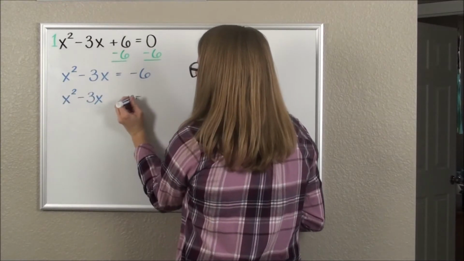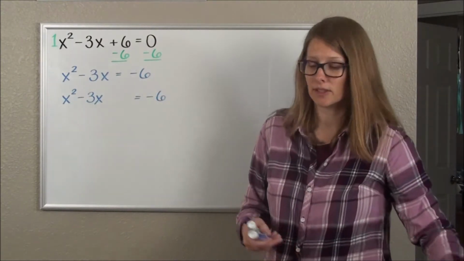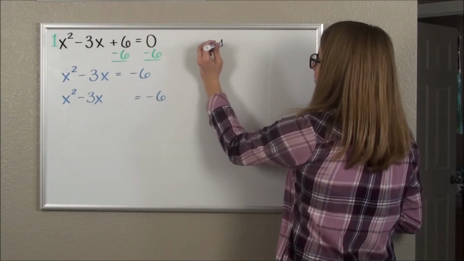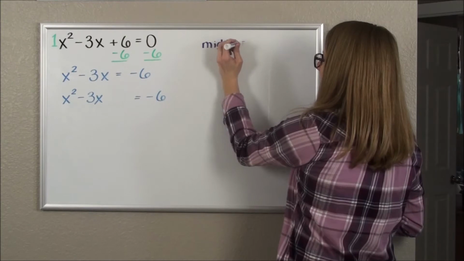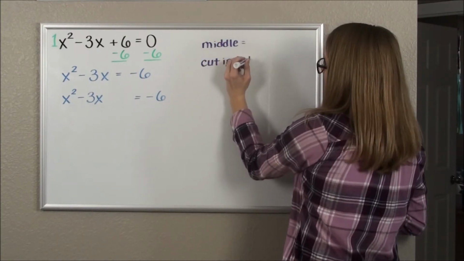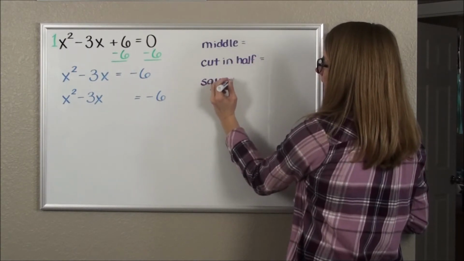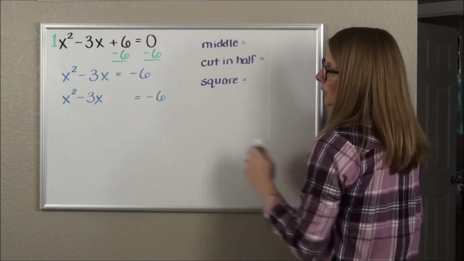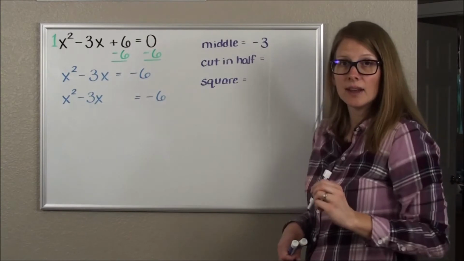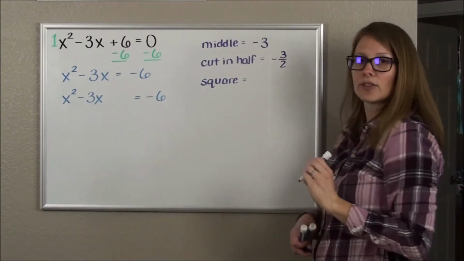So I'm going to leave some space to put that magic number, but because this isn't going to turn out nice, I'm going to have to go off to the side to figure this out. Again, I have to think about who's in the middle, where's that coefficient I'm going to look at. I then have to cut that number in half, and then I have to square that number. This is how I find the magic number to add to complete the square. So first I look in the middle, I see negative 3. If I cut that number in half, I'll just put it over 2. So negative 3 over 2.